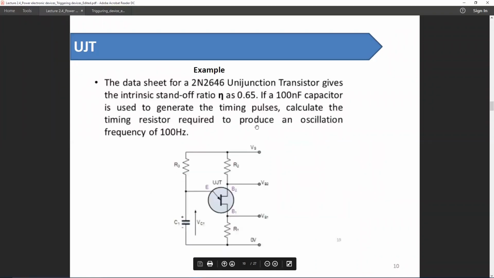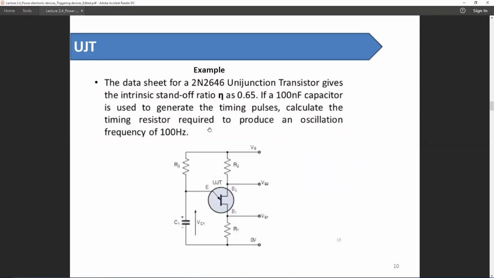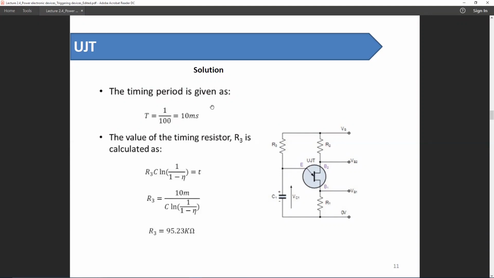So here is a quick math that uses this formula to calculate the value of R3. This T is derived from this frequency. T is equal to 1 by F.